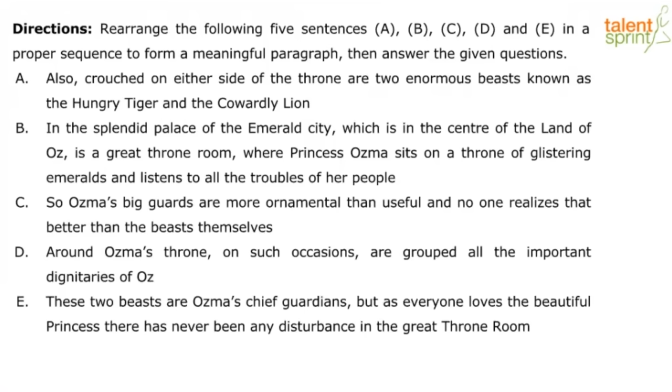Now let's look at our topic sentence. Also is a descriptive clue word, can't be my topic sentence. In the splendid palace of the Emerald City, okay, seems like a topic sentence. So Ozma's big guards. Who's Ozma? He has to be introduced, right? Or he or she, I don't know who it is. Around Ozma's throne, again, there's no introduction. Who is this Ozma? I don't know. These, obviously, these 2 beasts, meaning there has to be a sentence preceding what those 2 beasts are. Which means obviously my topic sentence is B.